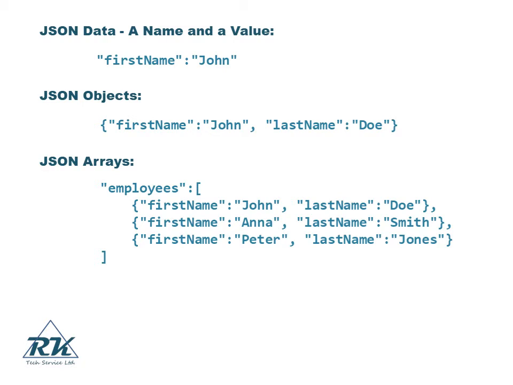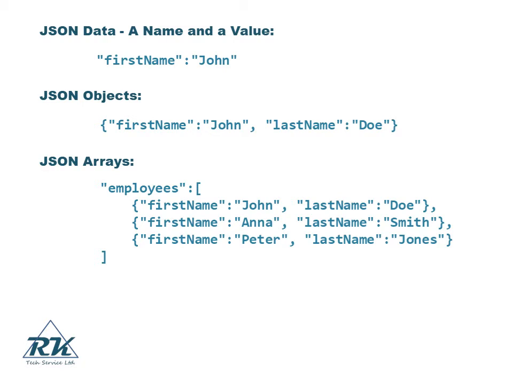JSON objects. JSON objects are written inside curly braces. Just like in JavaScript, objects can contain multiple name and value pairs. Please find one example for JSON objects.